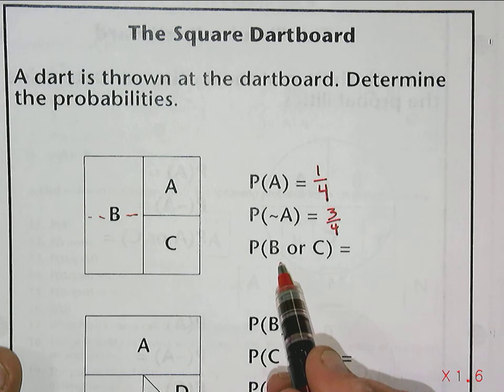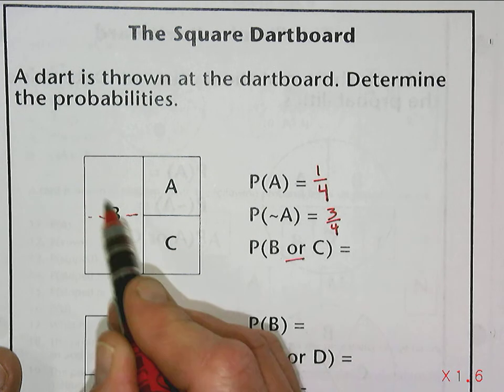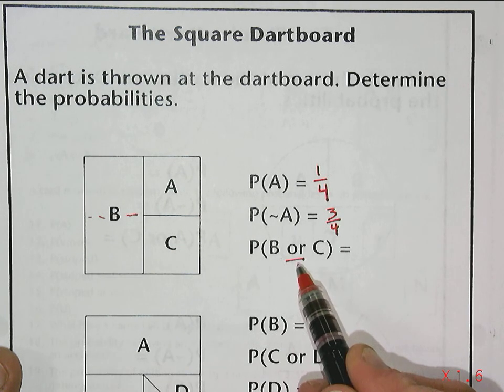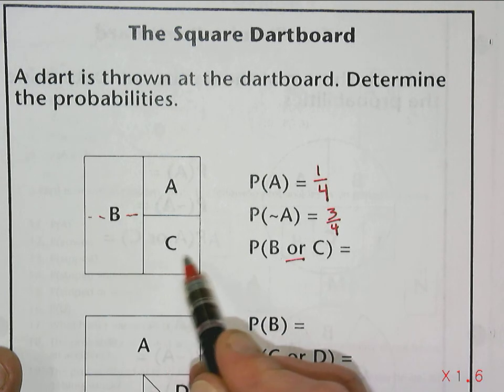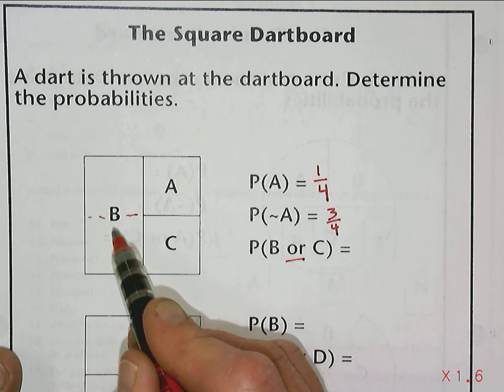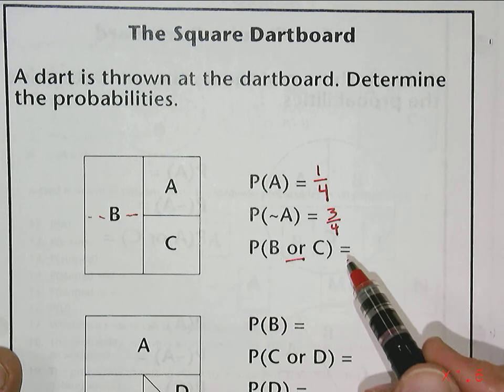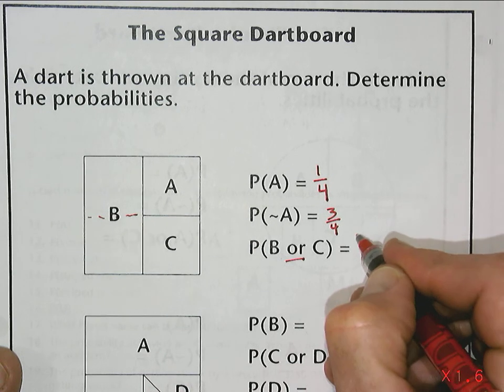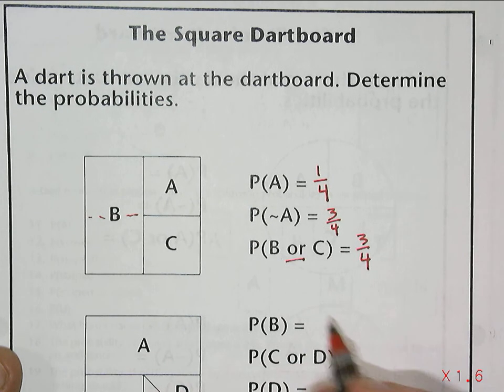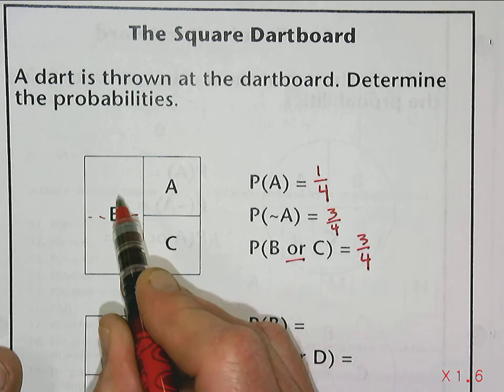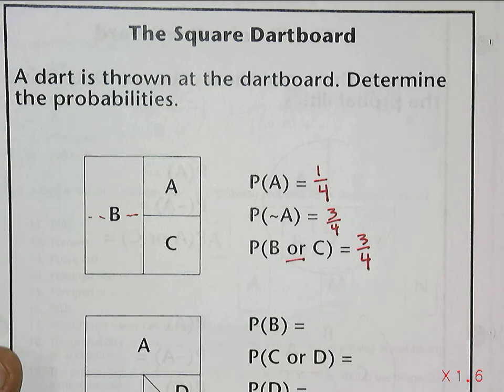And sometimes we want to use OR statements, so we combine places. Remember, OR gives you more. So the B and the C together, B or C. If I hit here or here, that's all of this. So it's really the same as not A. It's 3/4 of the dartboard that is B or C, 3/4 of that space.